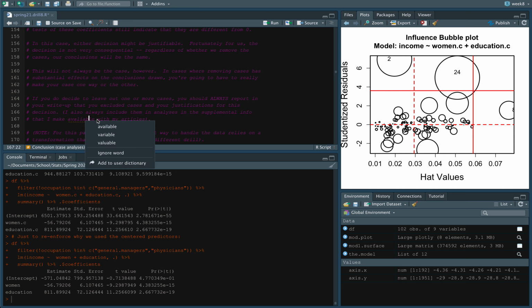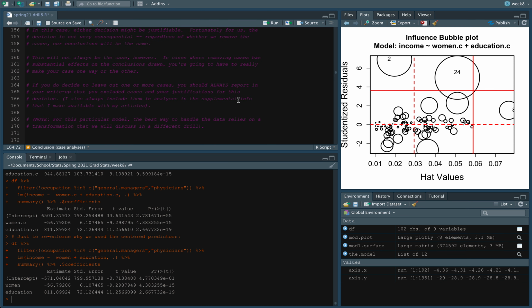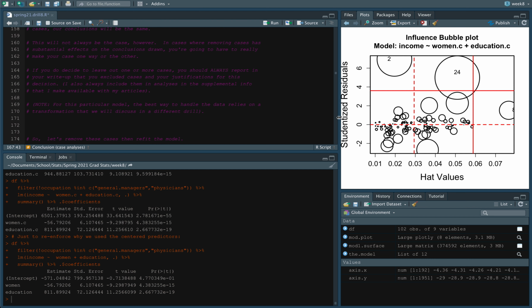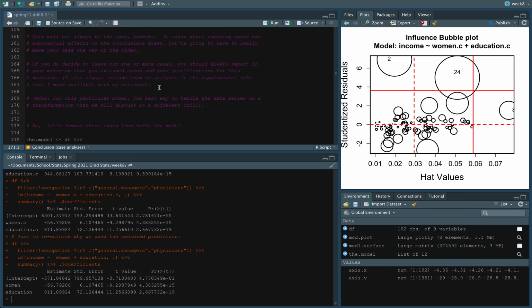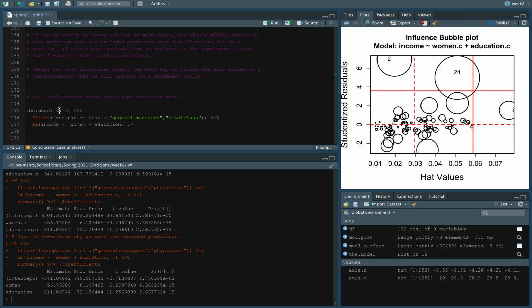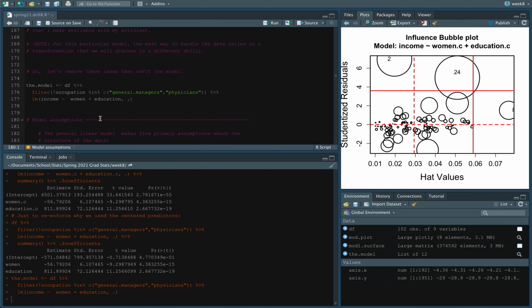And when that's the case, it's unfortunate, but you really just have to make your case one way or the other. If you do decide to leave out cases, you should always report in your write-up that you excluded cases and what they were in particular. I also include them in supplemental materials that I make available when I submit my articles. For this particular model, the best way to handle this data would be to do some transformations, but that's a different drill. So for now, we're just going to refit the model with general managers and physicians taken out.